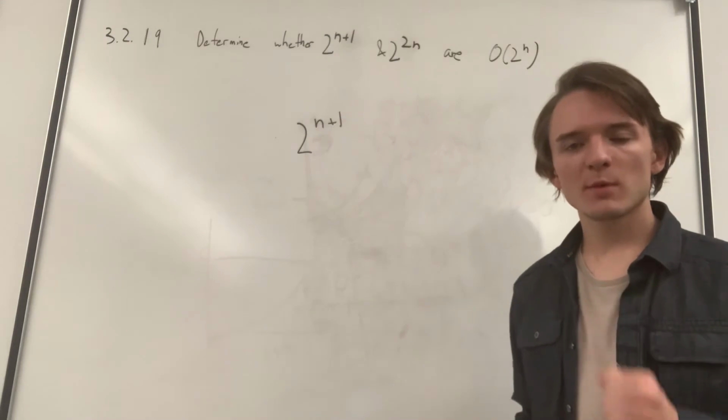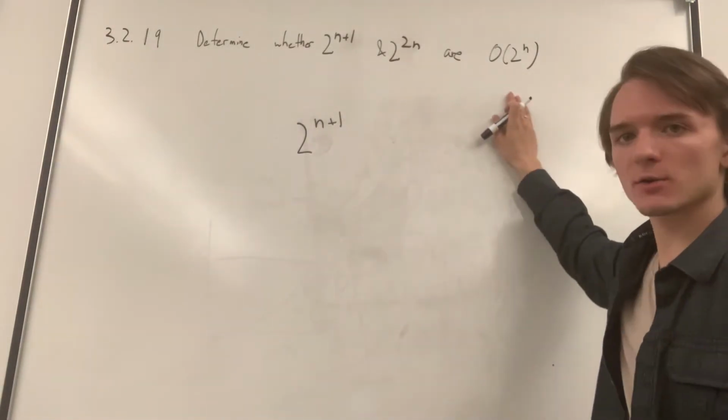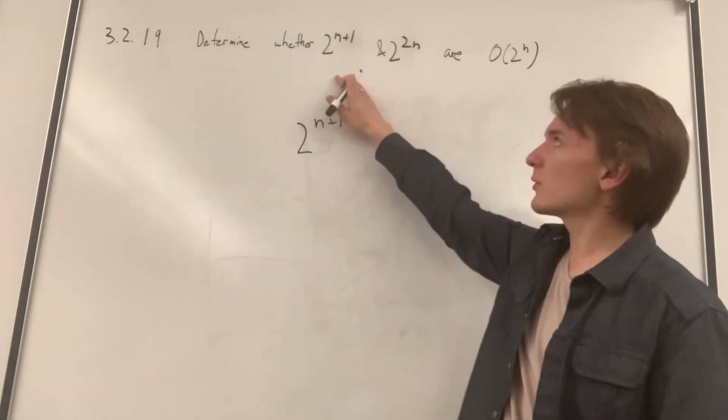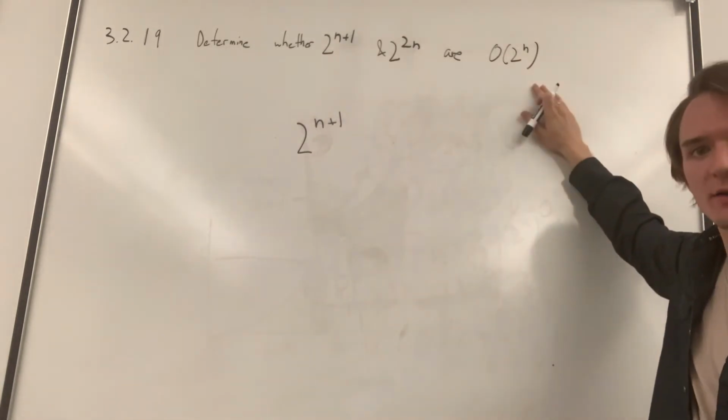Right, so this problem again has two parts. Determine whether 2 to the power of n is big O, or determine whether 2 to the power of n plus 1 is big O 2 to the power of n.